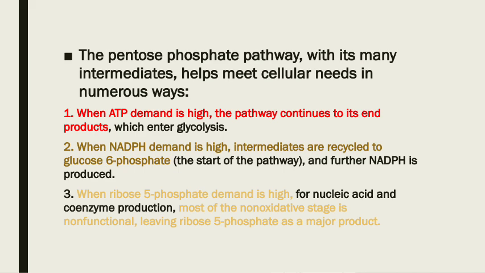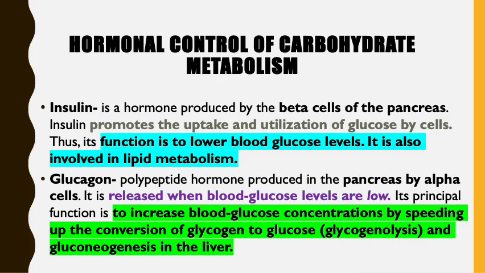When the demand for ribose 5-phosphate is high, as in the case of nucleic acid and coenzyme production, most of the non-oxidative stage is non-functional, leaving ribose 5-phosphate as the major product. So it goes only up until the conversion of ribulose 5-phosphate into ribose 5-phosphate. Now, this ribose 5-phosphate is the starting material of your nucleic acids and also coenzymes.